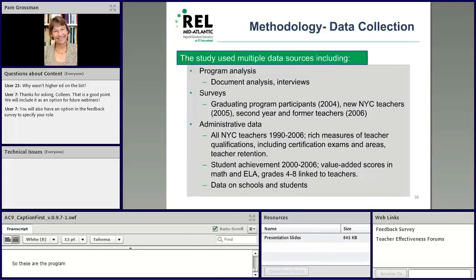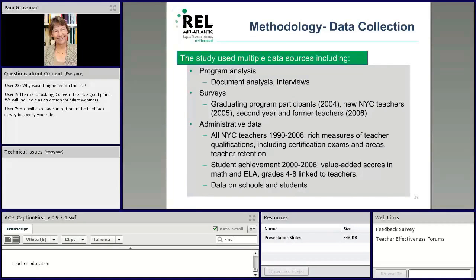At the same time, we surveyed the graduates of all of these different programs and pathways. We surveyed them once when they were finishing their preparation in the spring of 2004. But then in 2005, we surveyed all first-year New York City teachers. There were 6,000 of them, and then we did a follow-up survey in 2006 of teachers in their second year and also people who had left. And in those surveys, we asked them about the opportunities they had to do different things during teacher education.